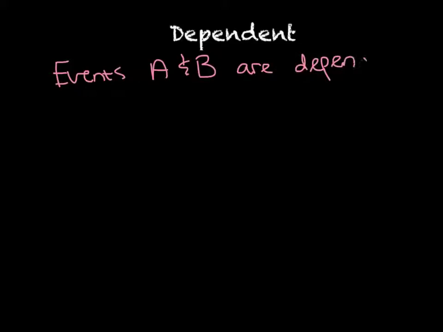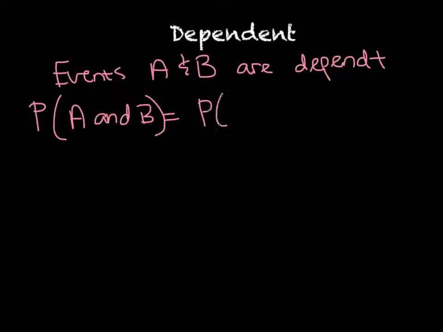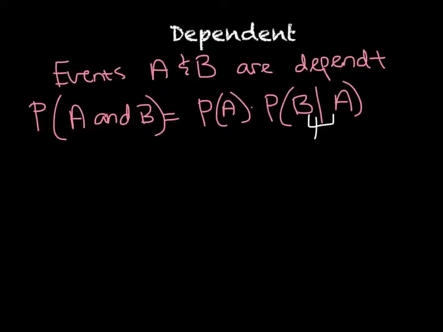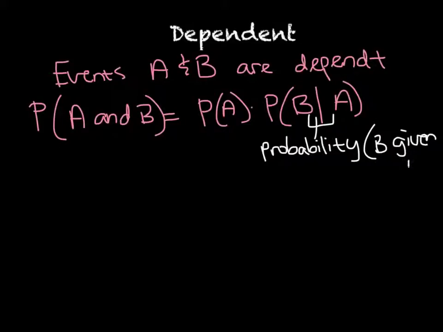Let's say we have two events, A and B, except now they're dependent. This means the probability that event A and event B occurs is equal to the probability of A times the probability of B given that A occurs, where this little line symbol means the probability of B given A.